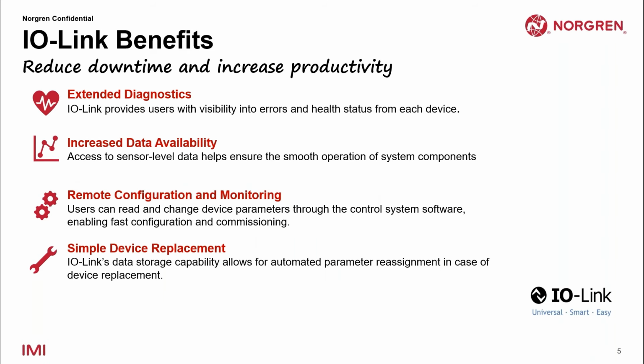So what are some of the benefits of IO-Link? With IO-Link, you get real-time diagnostics like device status, faults, errors, and alerts. Then you can use the device data to monitor equipment performance and also uncover trends. You can read and change device settings remotely for fast configuration. And IO-Link's data storage capability allows for automated setting reassignment, which makes device replacement a breeze. No additional programming or setup required. Add all of these benefits up and it really helps your packaging equipment reduce downtime and increase productivity.